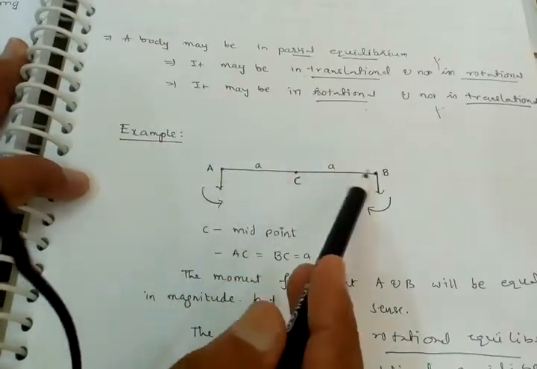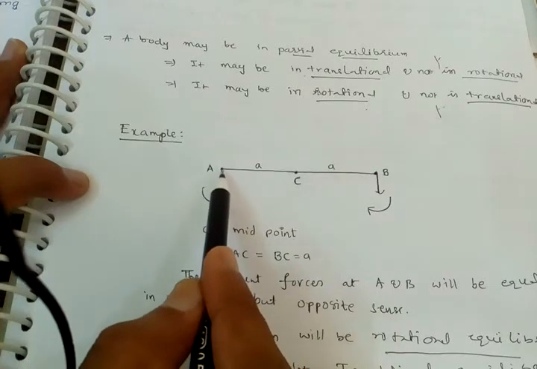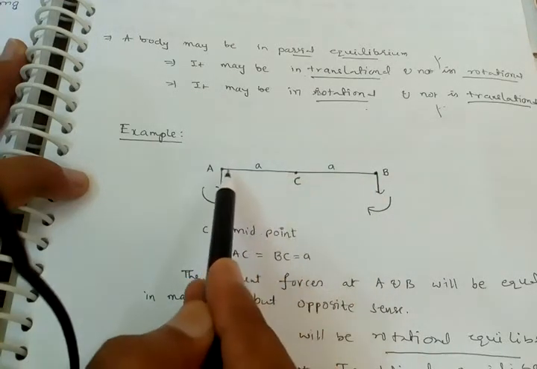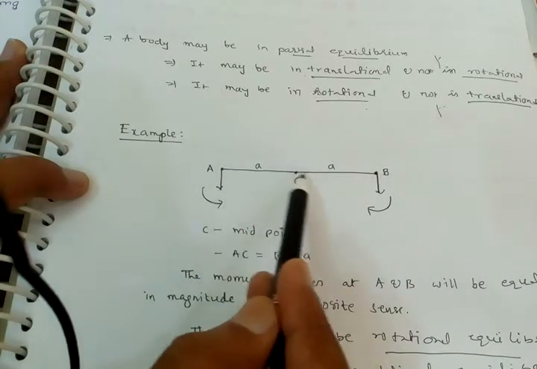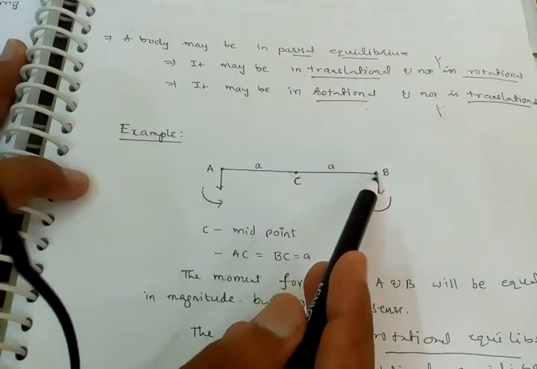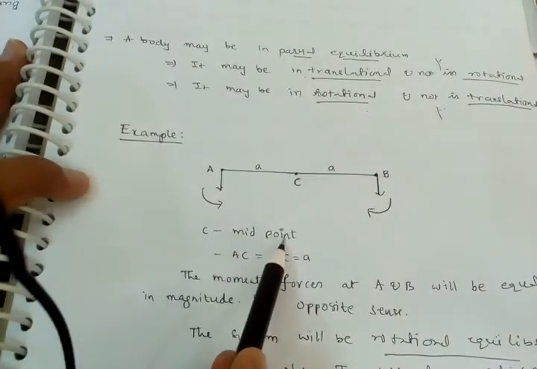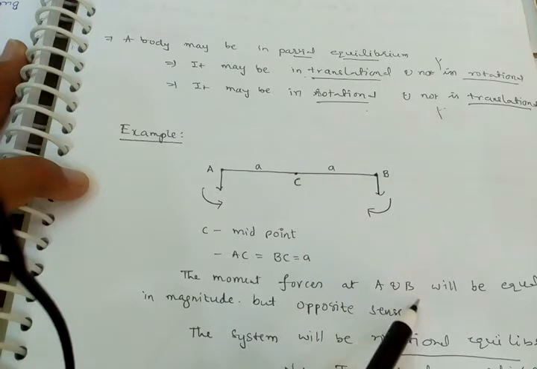This is one rod, an object. So point A, point B, and C is the midpoint. From the midpoint to point A, the distance is a. From the midpoint to point B, the distance is a. So C is the midpoint here, AC equal to BC equal to a. The moments of forces at A and B will be equal in magnitude but opposite in sense.